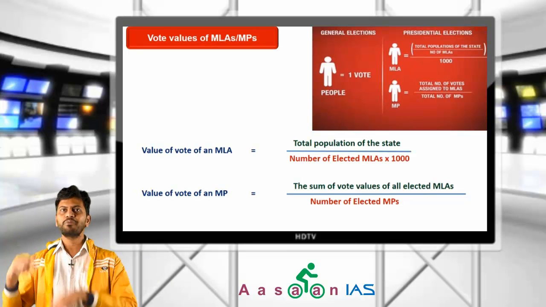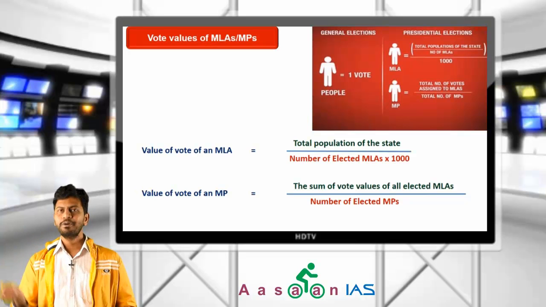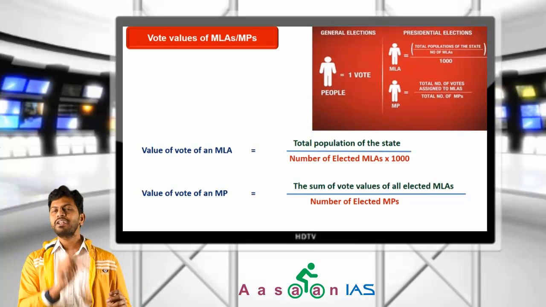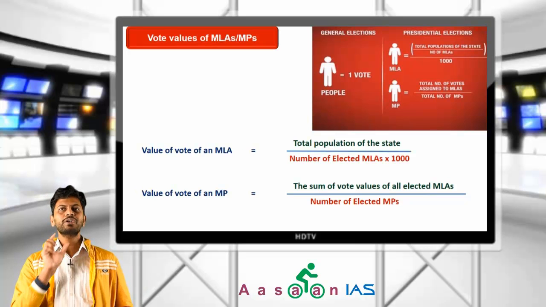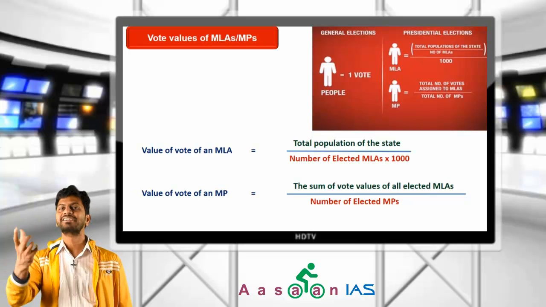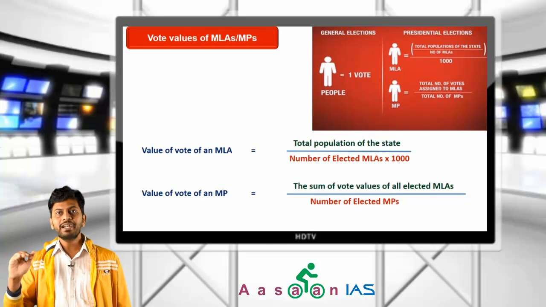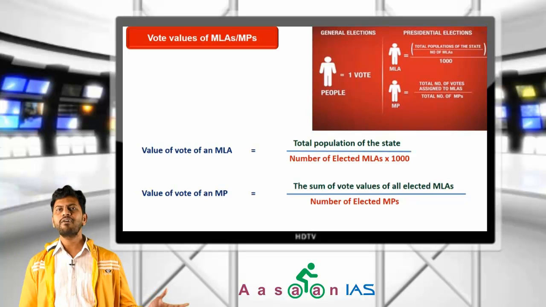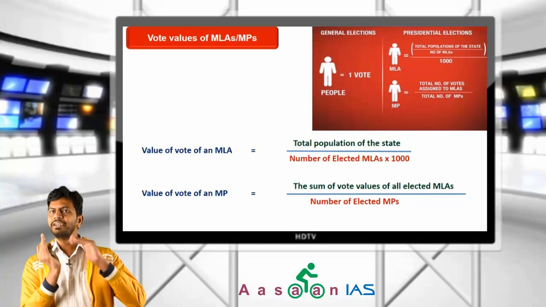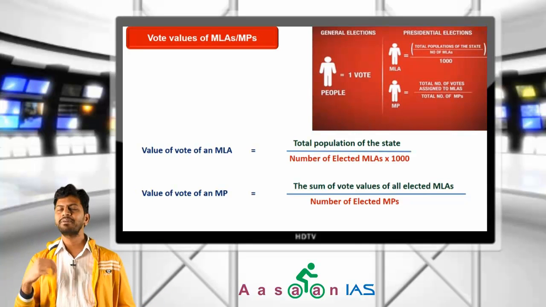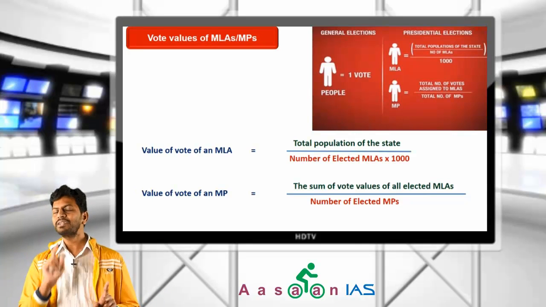But MPs का नंबर तो बहुत ही कम है because एक ही पार्लियामेंट है पूरा कंट्री में. Getting me? That's why each vote value of an MP is equal to the sum of vote values of all elected MLAs of all states divided by number of elected MPs. That means total sum of all MLA vote values divided by number of elected MPs. That means per head एक MP का vote value कितना पता चलेगा. Don't mug up, please understand.